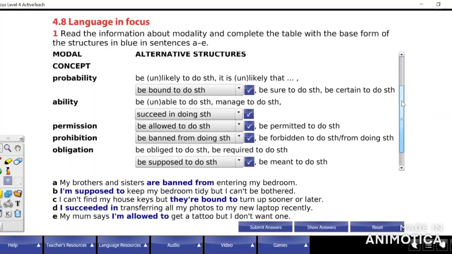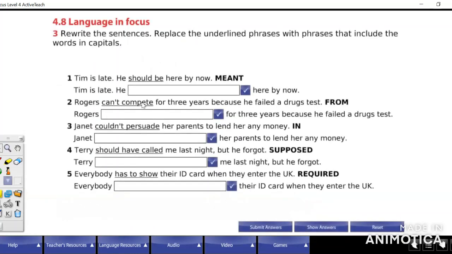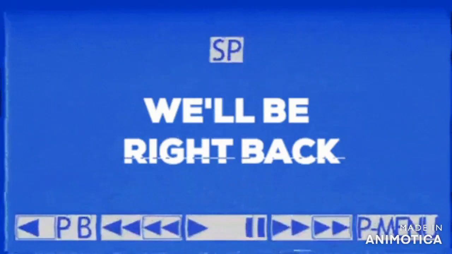Do I see it? I see it here with obligation. You're supposed to do something. You're meant to do something. Be meant to do something. So Tim is late. He, and then we need a past. He was meant to be here by now. That's the way to do it. You have a minute or two to do the rest.